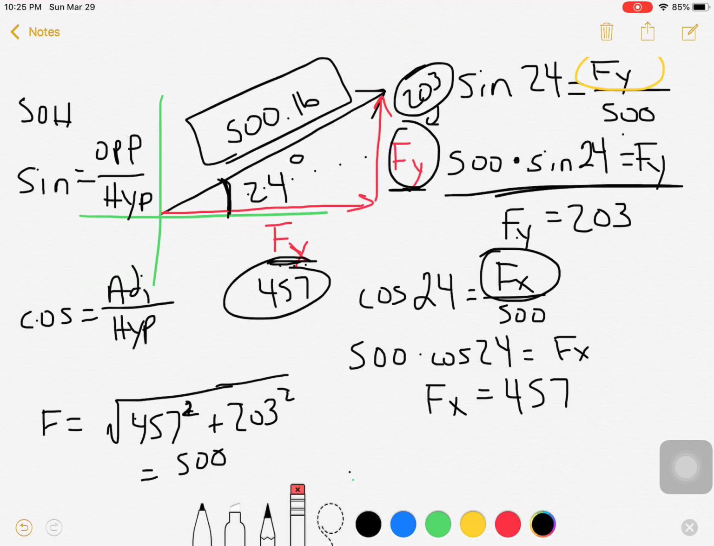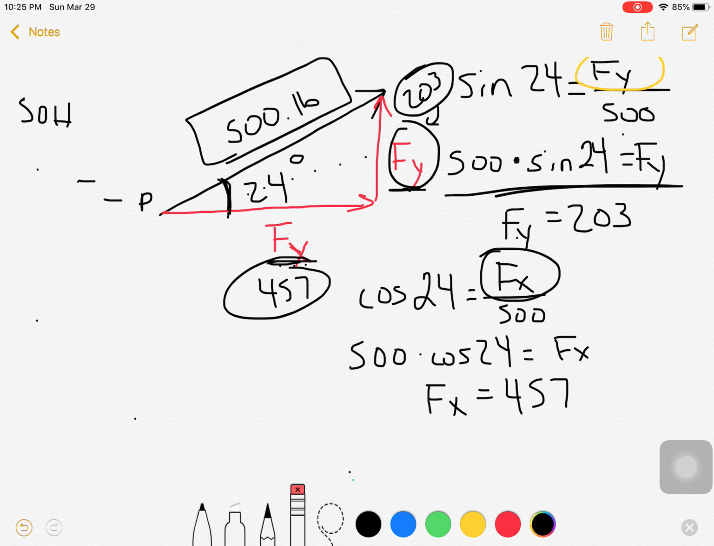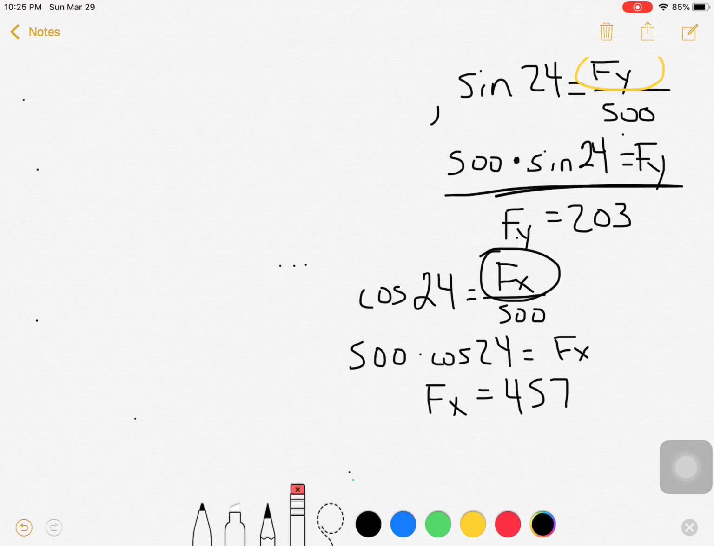All right, let's do one more. Sorry, erasing takes a while.